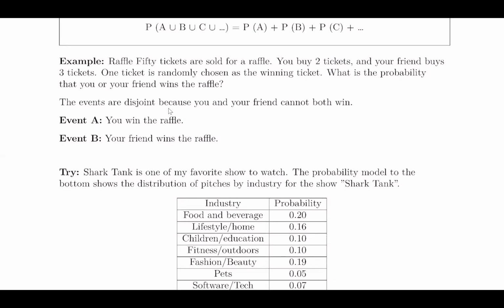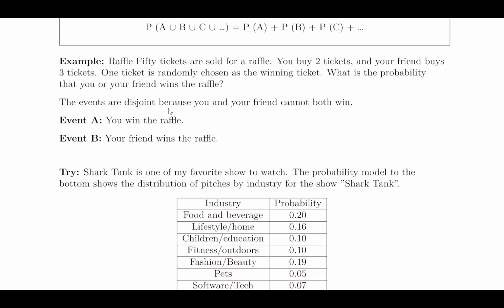Cool, perfect. So you can't both win. Either you're going to win, your friend's going to win, or anybody else who bought the raffle tickets is going to win, because for this one, there's only one winning ticket. So that's why they're mutually exclusive. Either you win the raffle or your friend wins the raffle, but since there's only one winning ticket, it's impossible for both of you to win.